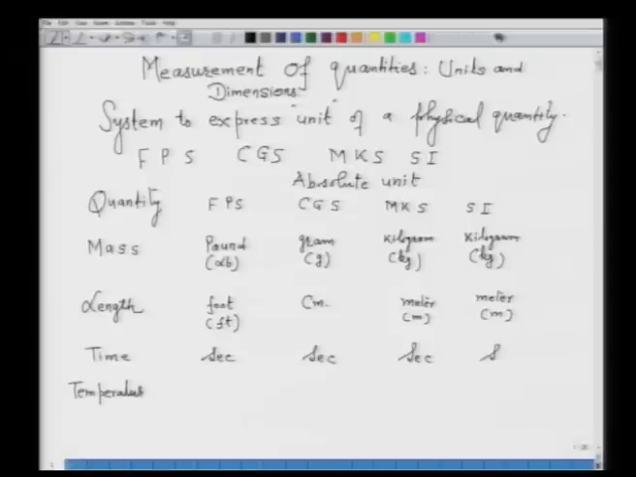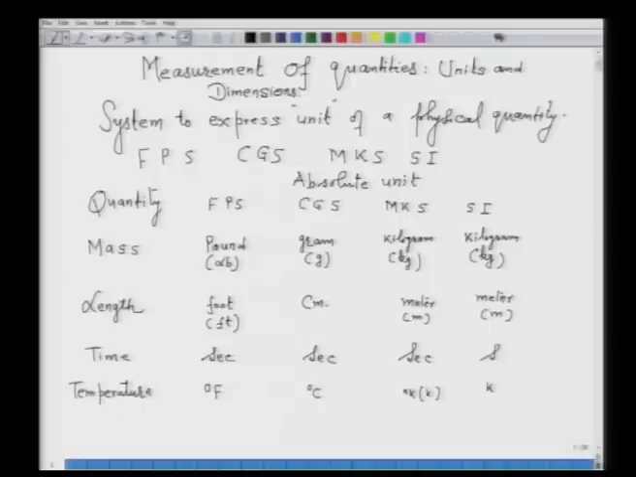Temperature. In the FPS system it is in degree Fahrenheit, in CGS it is degree Celsius, in MKS it is degree Kelvin, or sometimes it is written as Kelvin, and in SI it is also written in Kelvin.